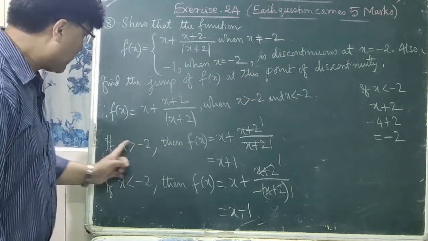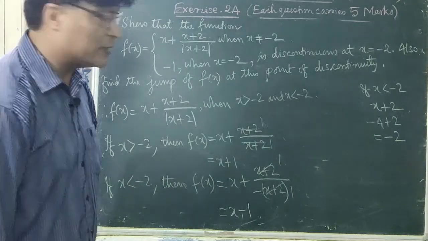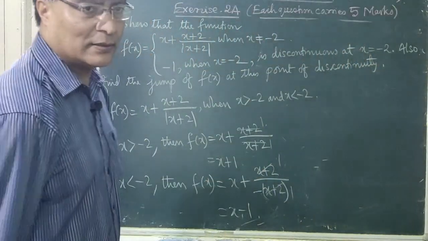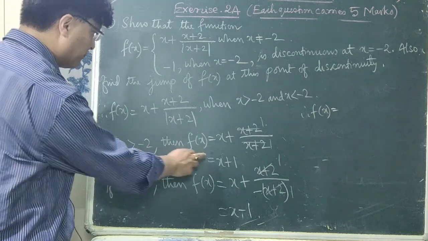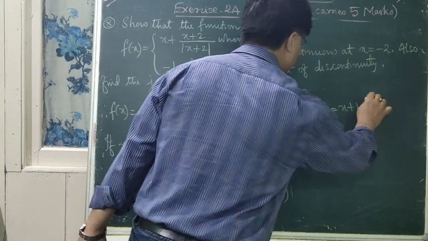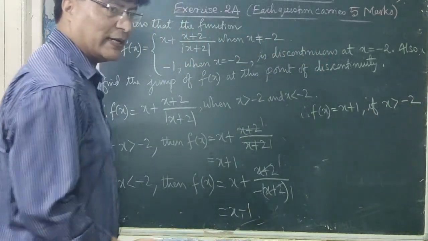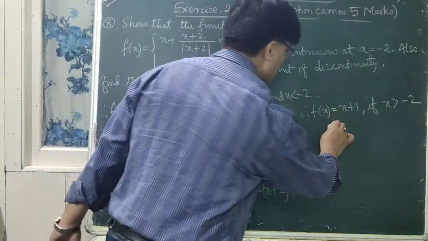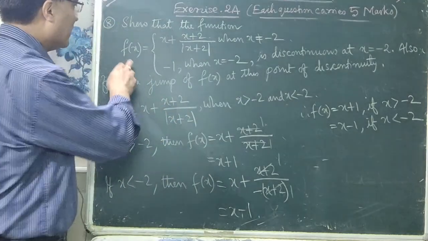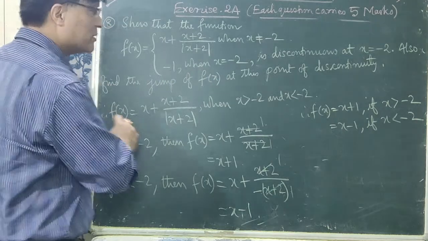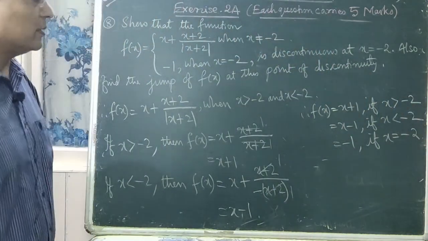So we have simplified this f of x is equal to this expression when x is not equal to minus 2. That is, if x is greater than minus 2, then f of x is equal to x plus 1. If x is less than minus 2, then f of x is equal to x minus 1, right? So write down again the function f of x. What is f of x equal to? X plus 1 if x greater than minus 2, right? So f of x is equal to x minus 1 here if x less than minus 2, okay? Now what is the value for f of x when x is exactly equal to minus 2? This is minus 1, which is equal to minus 1 if x is equal to minus 2. So I think you have understood it.